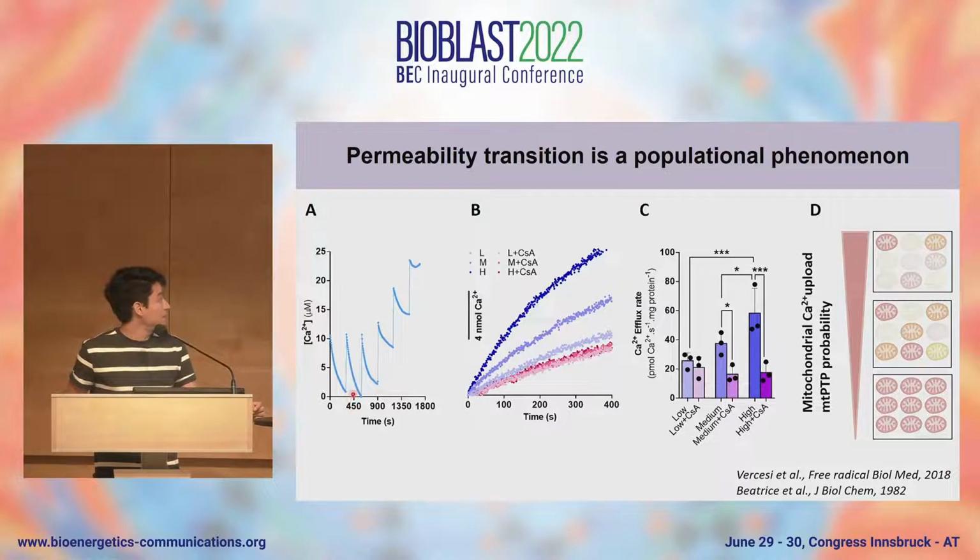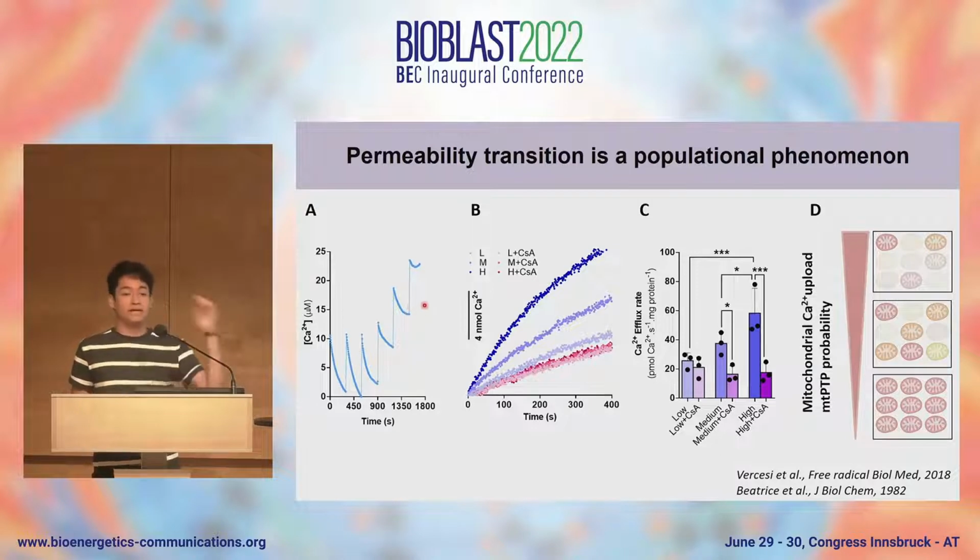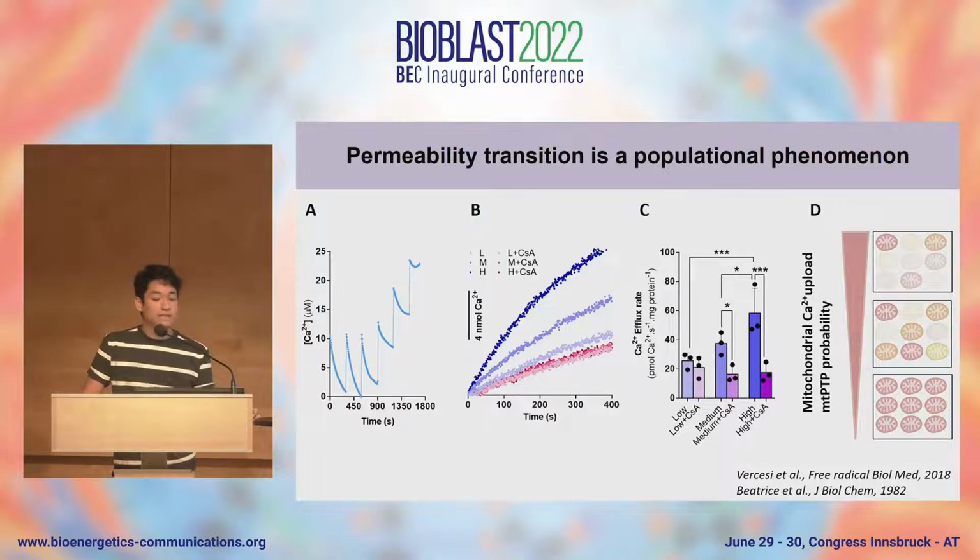What we did is put different amounts of calcium in the mitochondria, all of them under the calcium retention capacity, and we added ruthenium red after the calcium upload. As you can see here, increasing the calcium load increases the rate of calcium efflux. But what is interesting is that all of it can be inhibited by cyclosporin A, demonstrating that it is permeability transition. And here is a quantification of what we observe.